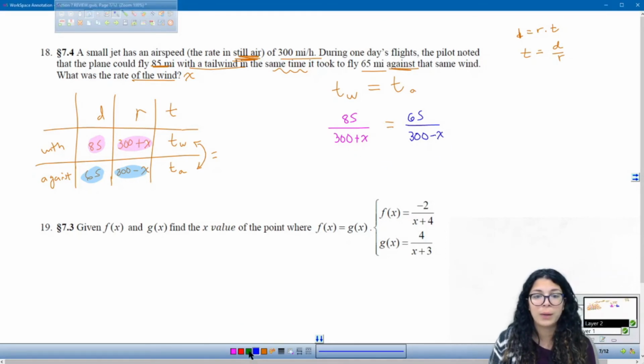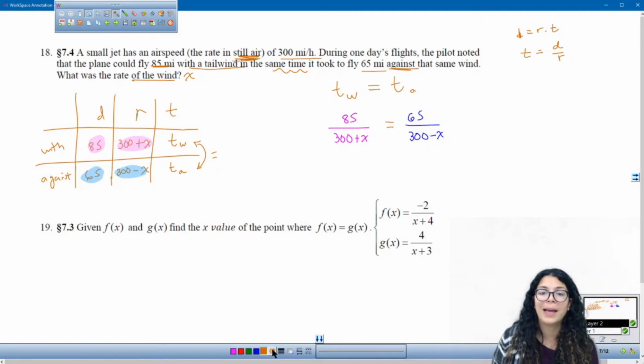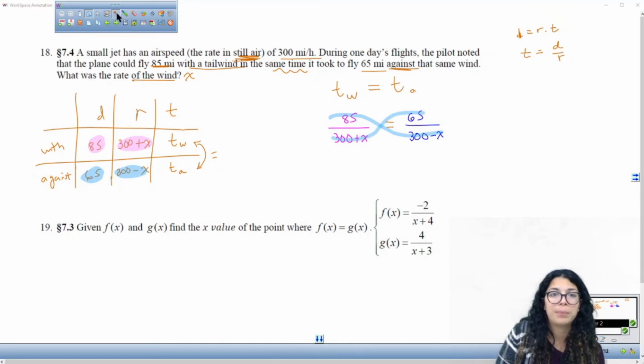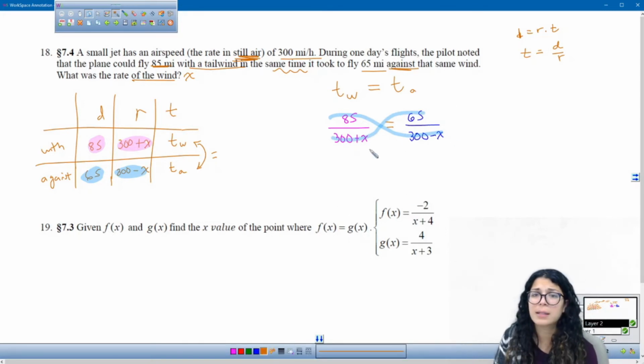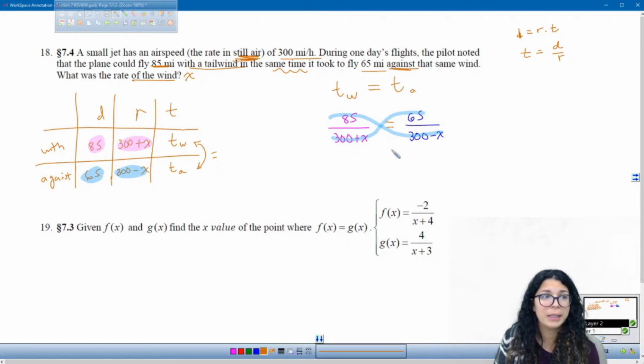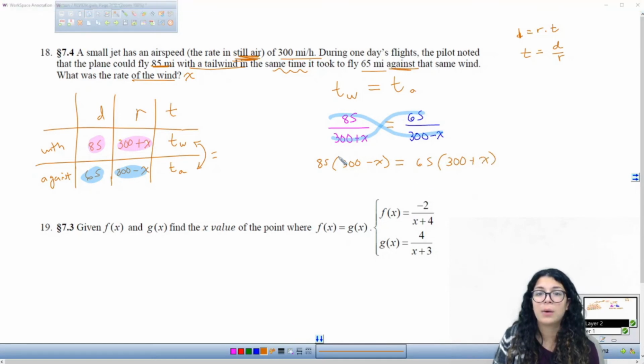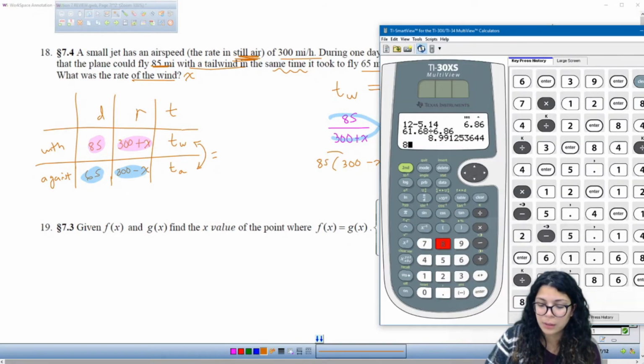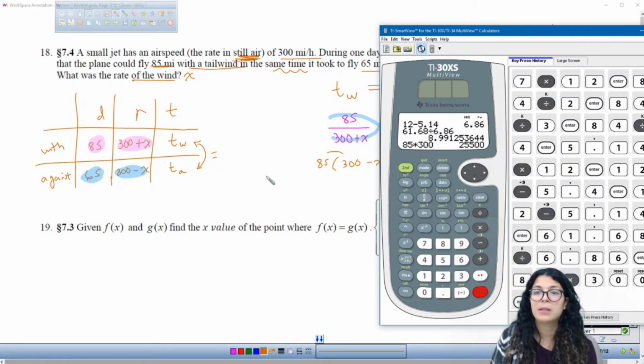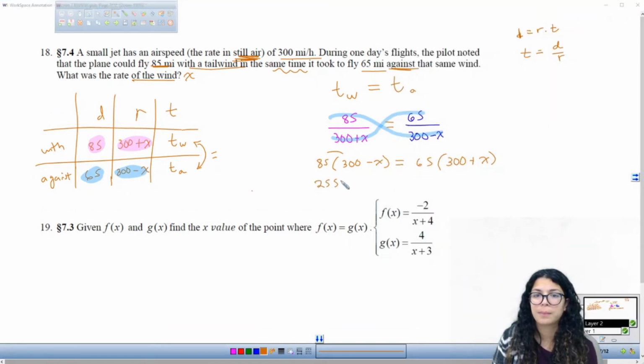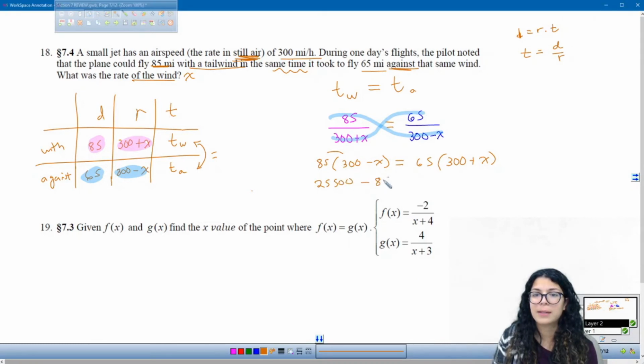Now this is a proportion, right? One fraction equal to one fraction. So we could go ahead and cross multiply. 85 times 300 minus x equals 65 times 300 plus x. Let's go ahead and distribute. 85 times 300 is 25,500. And of course, 85 times negative x is negative 85x. 65 times 300.